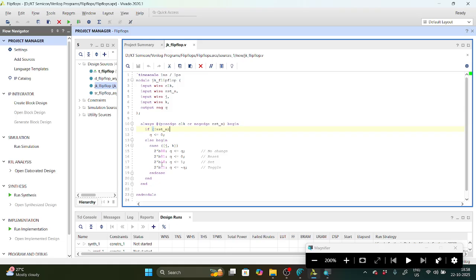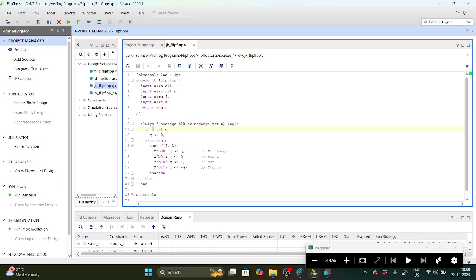These are procedural statements. We can use if, case, while, repeat, for. So this is like a switch modeling. That means I am using J and K in the concatenation operator. J and K, these are the values.